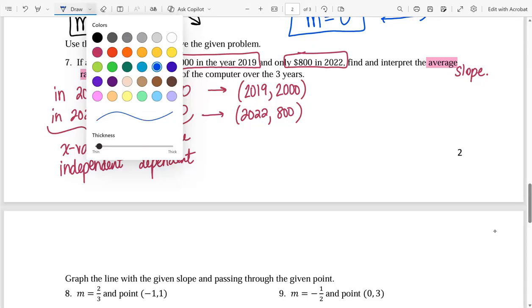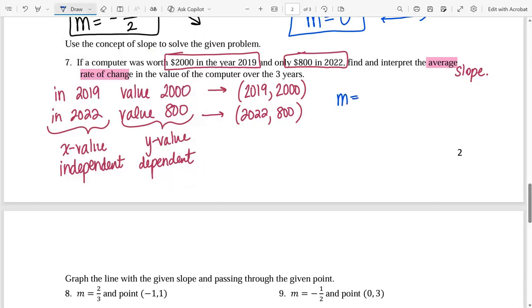And we can set this up to find my slope. Remember, the Y's go on top. So 800 minus 2,000. Let's finish setting up, then we'll figure out what that is. Because we started with the 800, on bottom I need to start with the 2022 and subtract the 2019.